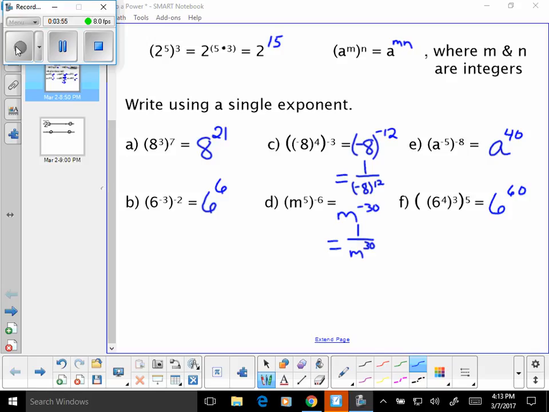How did you do on E? Did you remember that a negative times a negative is a positive? And how about F? 4 times 3 is 12, and 12 times 5 is 60.